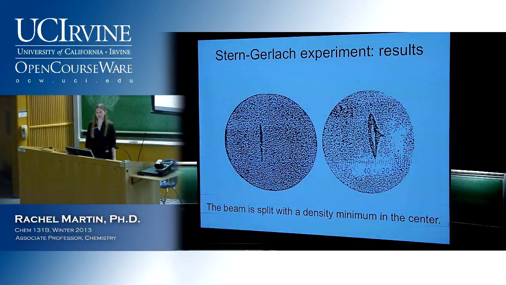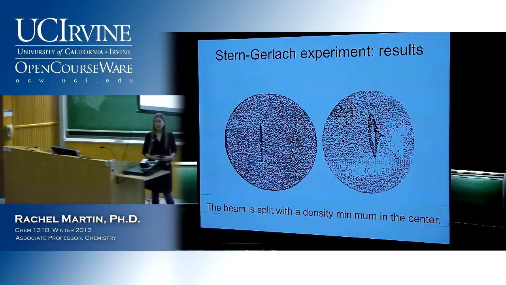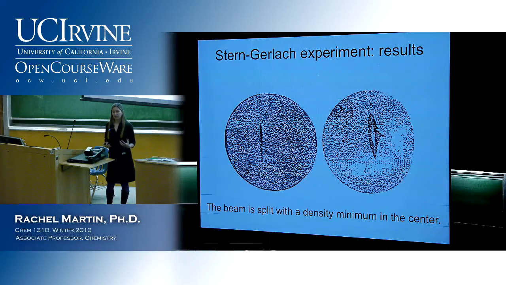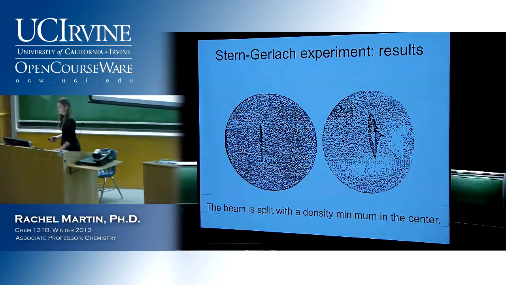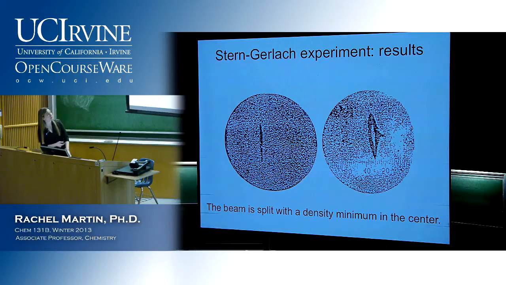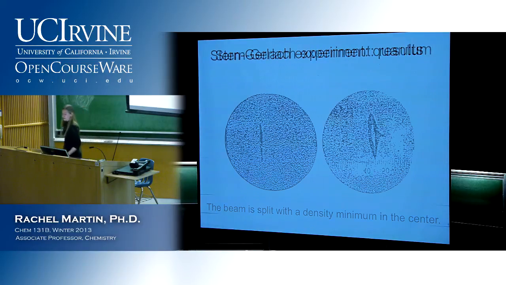And so here's what you get when you do the experiment. And I wanted to show the original data because a lot of times when we're talking about these classic physics experiments, we look at really stylized presentations of how it works, and it makes it seem really beautiful. It's not that way. This is kind of messy, and it's hard to interpret. So this is the original data. The beam is actually split. So here's without the magnetic field, and then with the magnetic field, it's split with a minimum in the center. So it's not nice and clean and perfect, but you can tell what's going on.